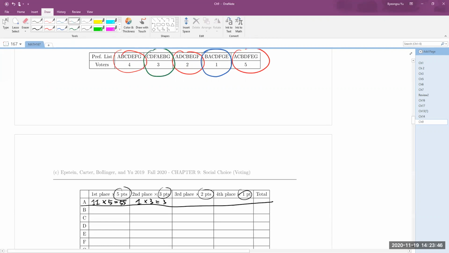And in the second preference list, the green one, A is in the first place, right? So I need to get 3 points. 3 times 1 is just 3 points in here. And there are no preference lists that think A is in the third place. So A got 0 on the third place. So in total, what A got on the list is 3 plus 3 plus 55, which is 61. Right?